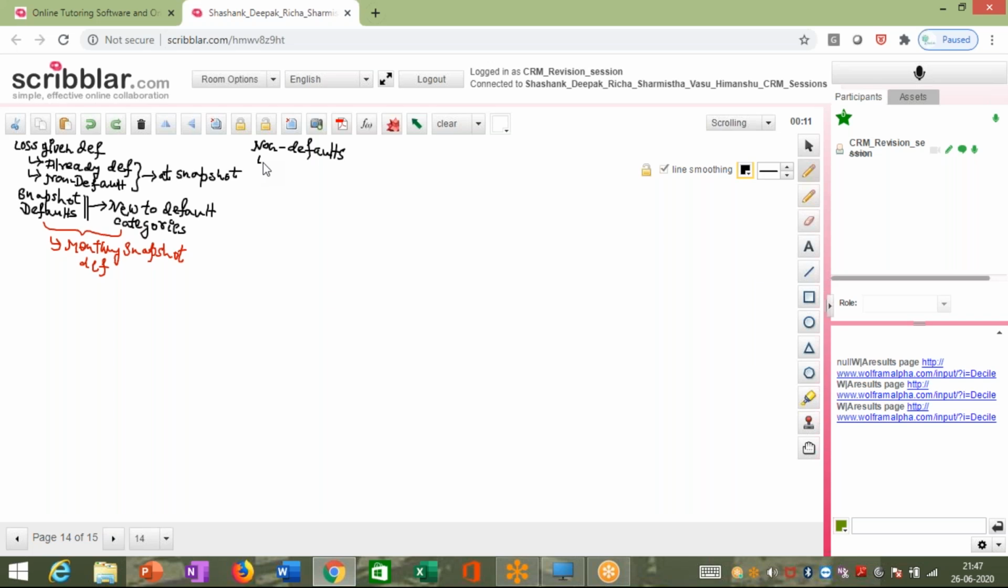The recovery information gets punched because I have to compute my expected recovery rate. Once I've computed that expected recovery rate, what I'll get is 1 minus the expected recovery rate, which will be my loss given default.